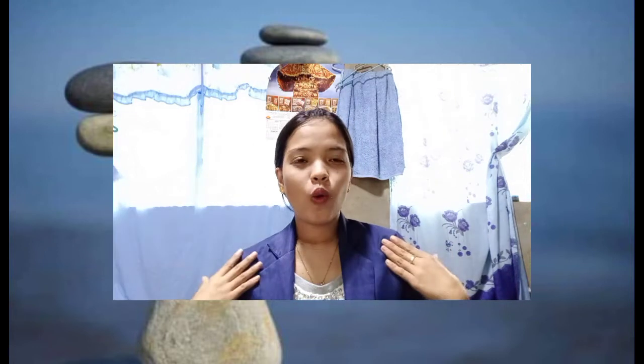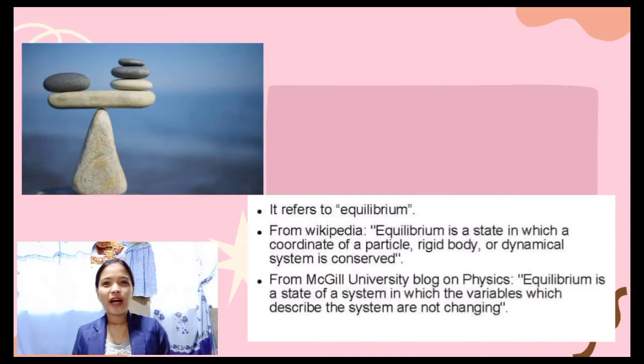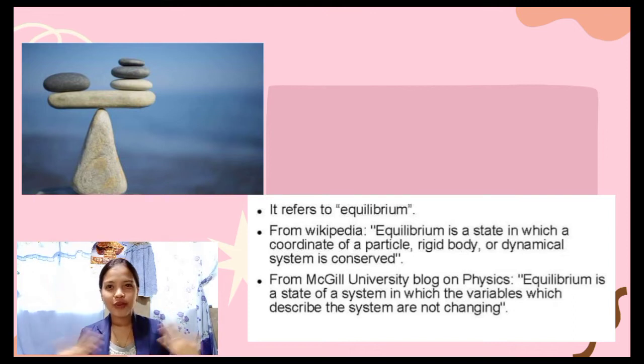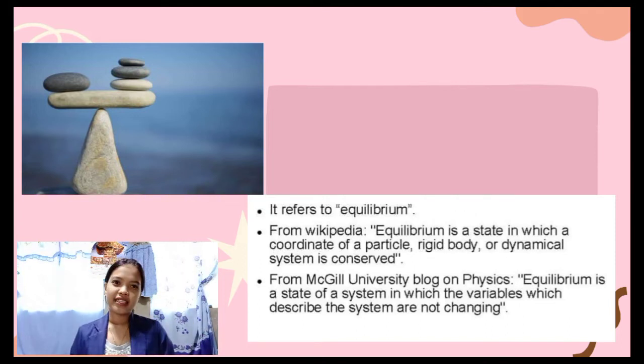So what is stability? Stability is the state when all the forces acting upon a body are perfectly balanced and the body remains at rest. So an example of stability is you have to be calm and you have a stable life where you don't have wild ups and downs. So that's the example of stability.